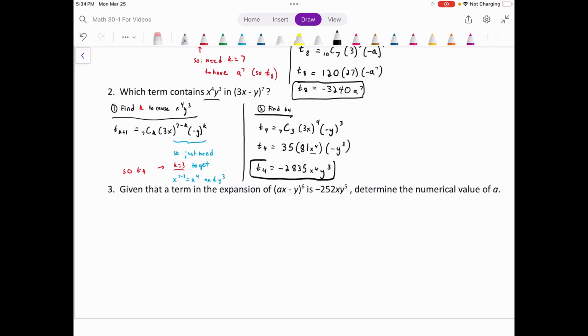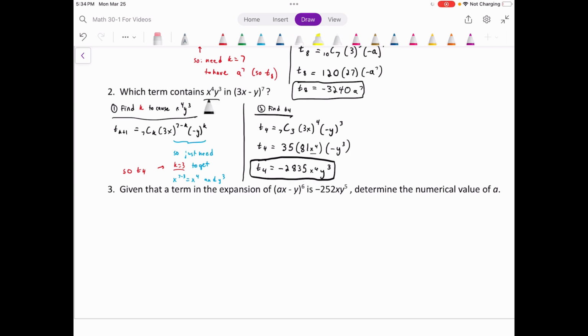So I'm feeling pretty good about that now. We definitely got what we were supposed to be finding coming out. So unless we made some little math mistake somewhere, that should be the fourth term, and it should be the term that contains x to the fourth y cubed.